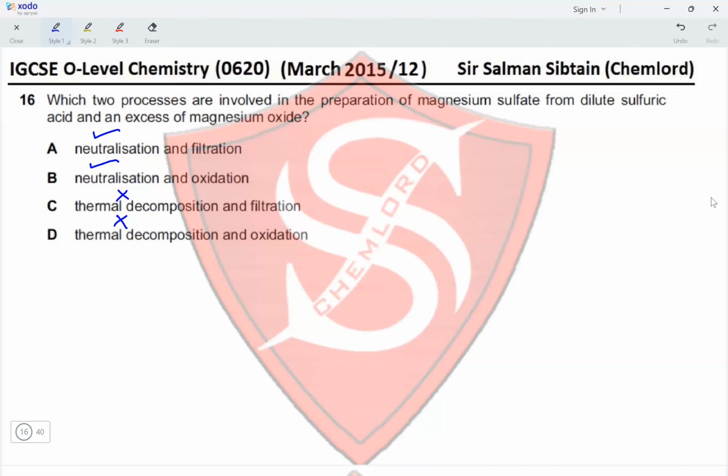And we have magnesium oxide. Undissolved magnesium oxide would remain as a solid. So we need to filter it. So when it is filtered, we can remove the excess magnesium oxide. However, oxidation does not take place in this reaction because magnesium oxide has magnesium with an oxidation state of +2, and magnesium sulfate also has magnesium with an oxidation state of +2. So magnesium does not undergo oxidation in this process, eliminating option B and making option A the correct option for this question.